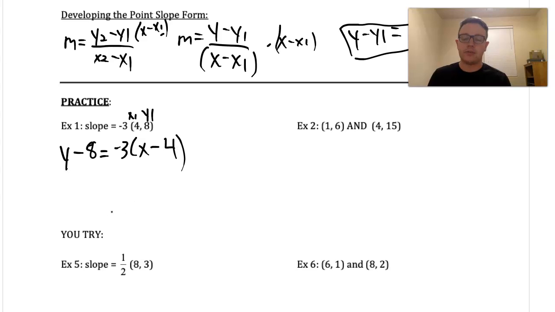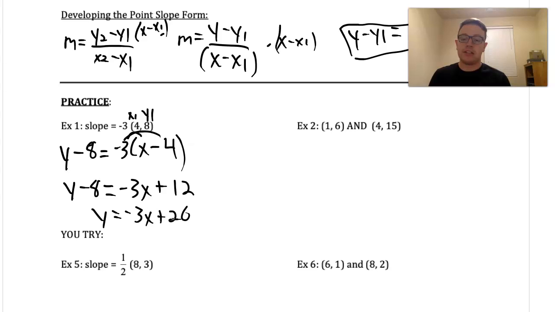Is 4. So what does this come out to be? We get y minus 8. We're going to distribute the minus 3 in. So this is equal to minus 3x plus 12. And look, we're pretty close to slope-intercept form. All we have to do is add that 8, and we're left with y is equal to negative 3x plus 20. So this is a useful step for skipping some of the pain.